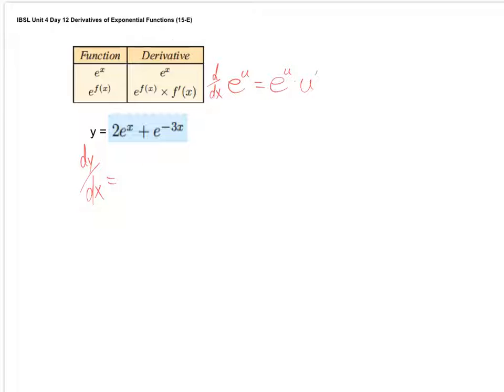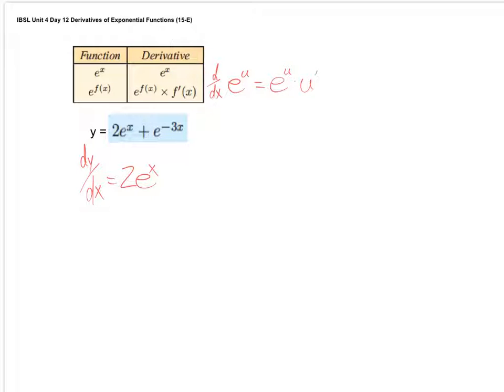It's just 2e to the x. Remember, a constant multiple, you just take the derivative. So what's the derivative of e to the x? It's e to the x. And then you multiply that by the constant. So it's just 2e to the x.